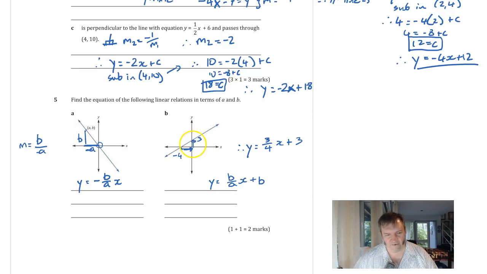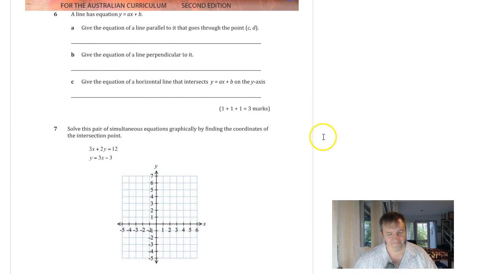So again, if you can do it with the numbers, that's fine. It went up 3 and across 4. Okay, 3 over 4 x plus 3. Problem solved. Question 6. Let's keep going. The line has the equation y equals ax plus b. Give the equation of a line parallel to it that goes through the point c, d. So if it's parallel, I'm going to have the gradient equals a.